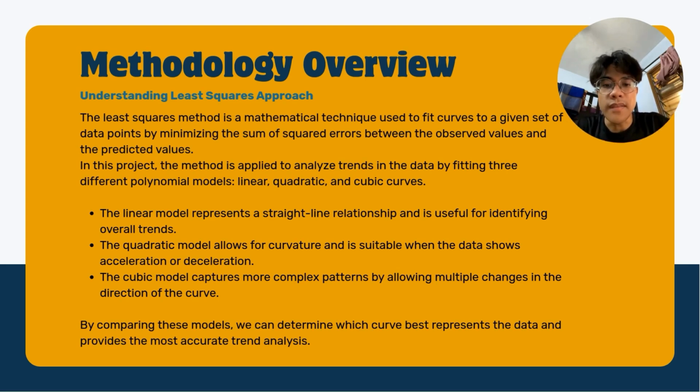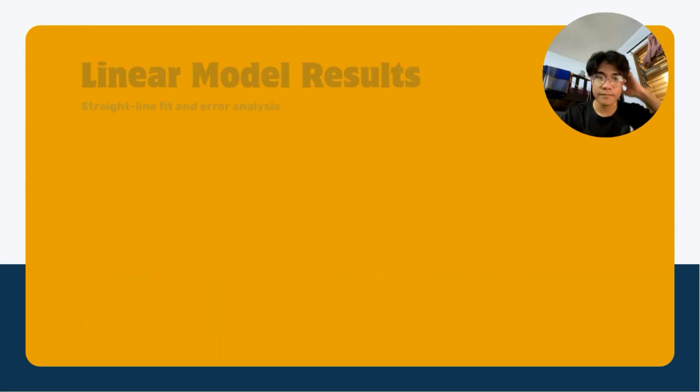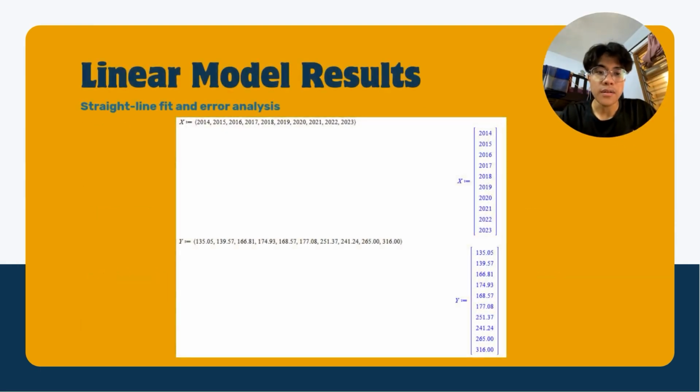In this project, the method is applied to analyze trends in the data by fitting three different polynomial models: linear, quadratic, and cubic curves. The linear model represents a straight line relationship and is useful for identifying overall trends. The quadratic model allows for curvature and is suitable when the data shows acceleration or deceleration. Lastly, the cubic model captures more complex patterns by allowing multiple changes in the direction of the curve. By comparing these three models, we can determine which curve best represents the data and provides the most accurate trend analysis. First we will look at the linear model results.